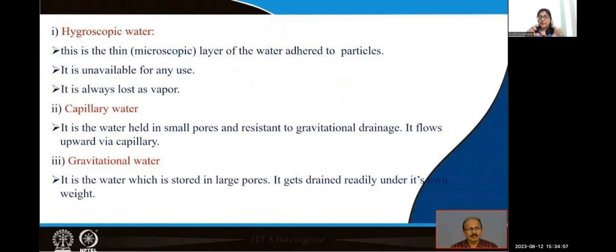Capillary water, again within the soil water zone, is when pore spaces are closely linked, as a result of capillary action, there's a chance of water movement, and that part is called capillary water. Gravitational water is nothing but the water which has a tendency to move out of these large pores as a result of gravity.